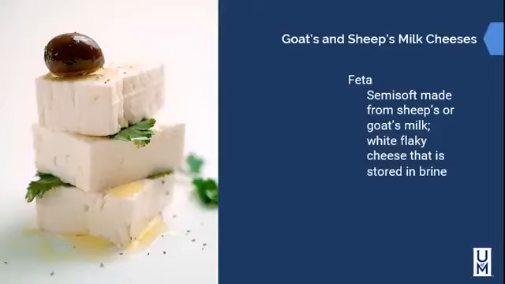Feta is probably one of the most well-known of the sheep's milk cheeses. It's a semi-soft cheese made from sheep's or goat's milk. It has a white flaky texture and is stored in a brine of salt water.